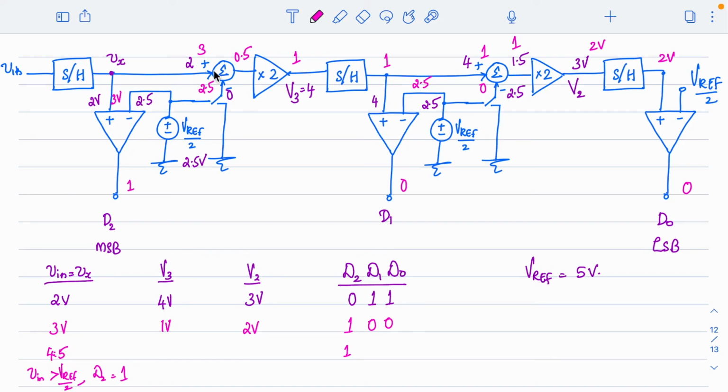Now since that is the case, I should subtract 2.5 from this. So 4.5 minus 2.5 is 2. I'll get a value of 2 here. 2 will be multiplied by 2 and I'll get 4 volt here. Right, now again 4 is compared with 2.5, again the output is 1 because this will be higher, and then 2.5 will be subtracted from this. So 4 minus 2.5 is 1.5. 1.5 multiplied by 2 is 3. So I got 2 residues here. 3 will come here, again comparison, I'll get it as 1. So this is how the pipeline ADC works.